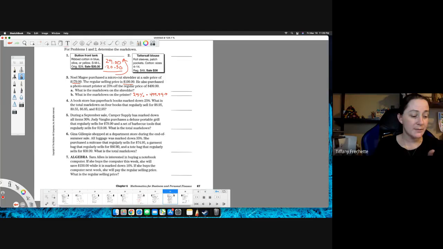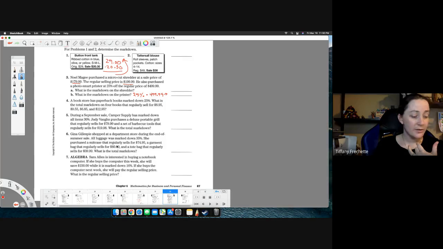So Sarah Allen is interested in buying a notebook computer. If she buys the computer this week, she will save $150 while it is marked down 16%. If she buys the computer next week, she will pay the regular sale price. What is the regular selling price? So we just need to take the equation that we were given up top here.